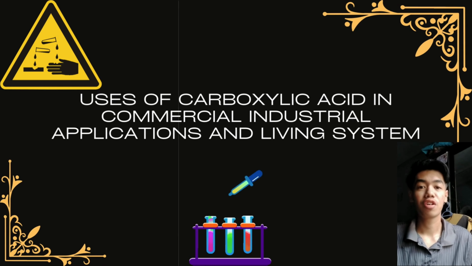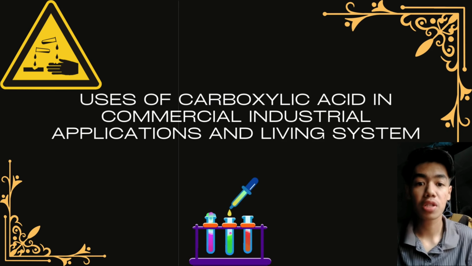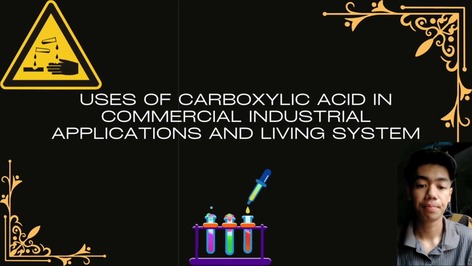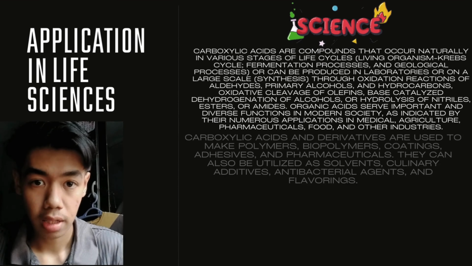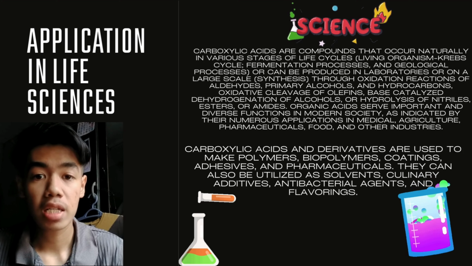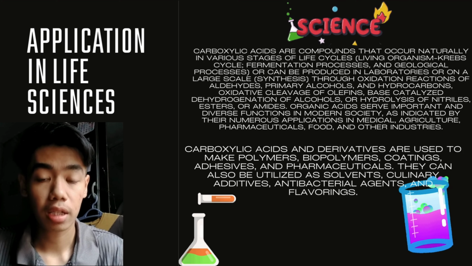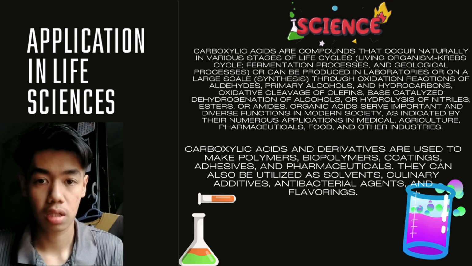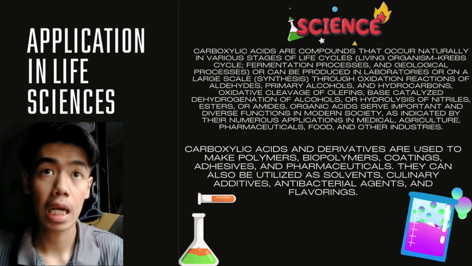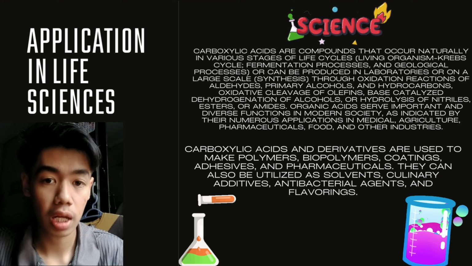Now let's move on to the uses of carboxylic acid in commercial, industrial applications and living systems. Carboxylic acids are compounds that occur naturally in various stages of life cycles: living organisms, Krebs cycles, fermentation processes, and geological processes. All can be produced in laboratories or on a large scale.